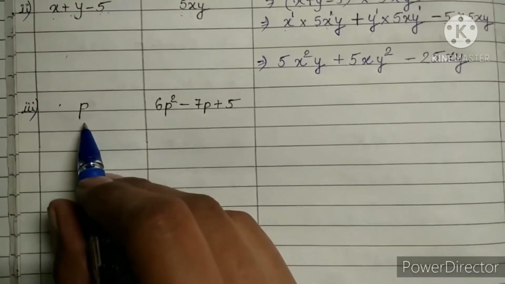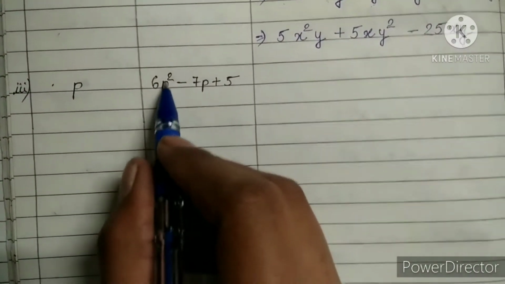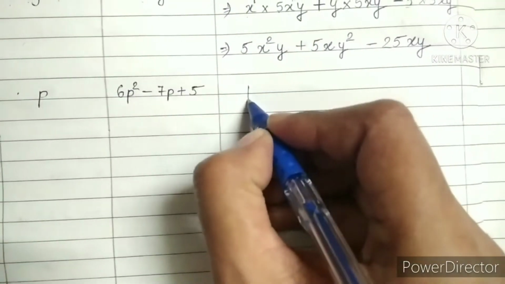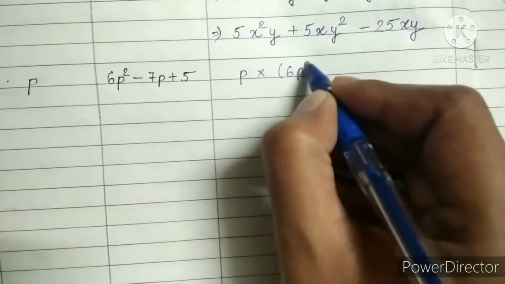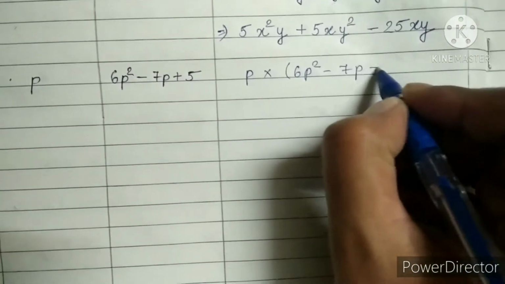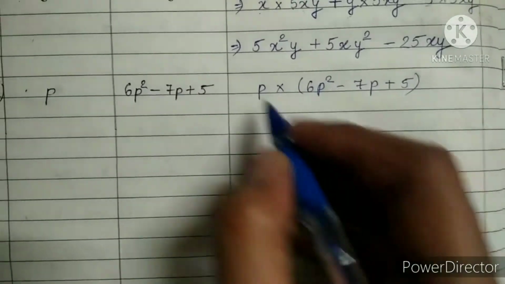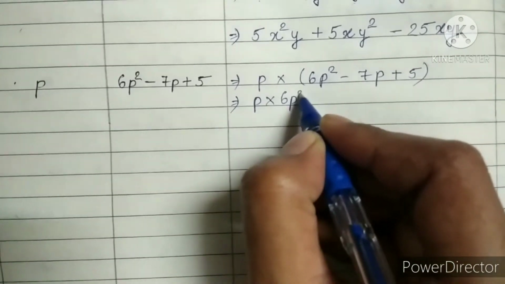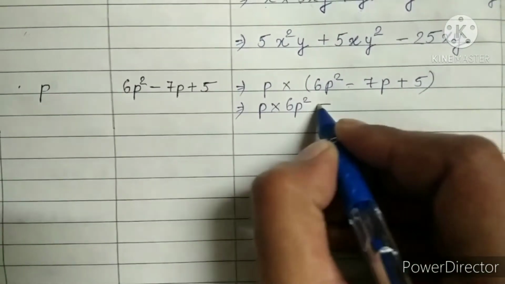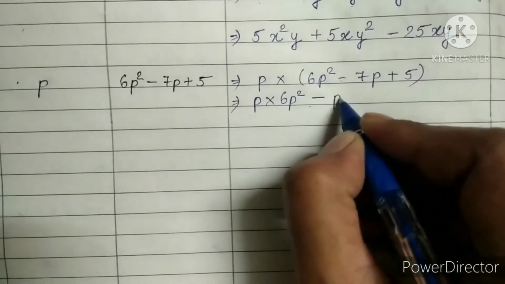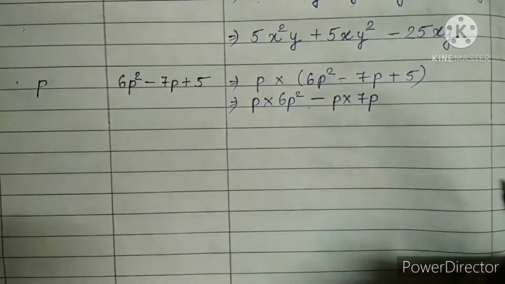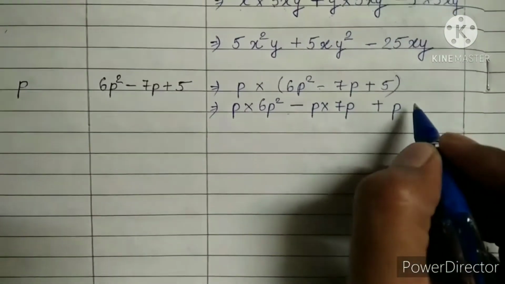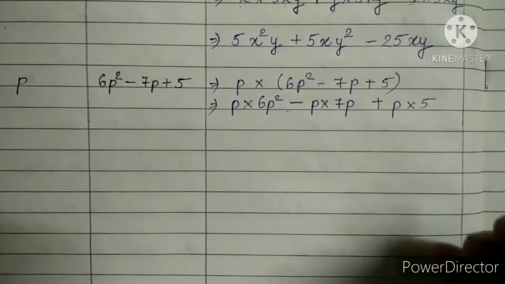Third is p, a monomial expression, multiplied by 6p square minus 7p plus 5, a trinomial expression. So p is multiplying 6p square minus 7p plus 5. Now p firstly will go near 6p square, minus of bracket. Now p will go near 7p, plus of bracket. Now p will go near the last term, that is 5, multiplied by 5.